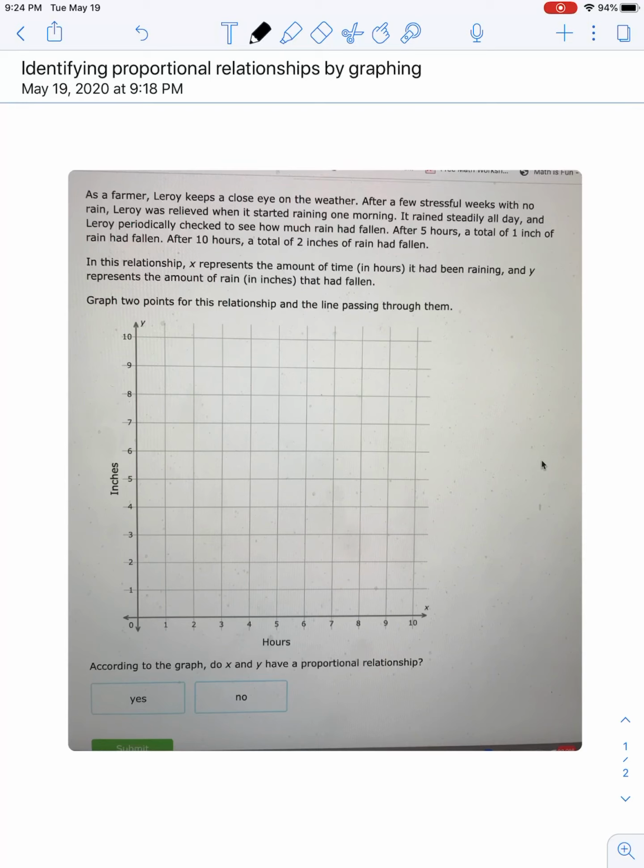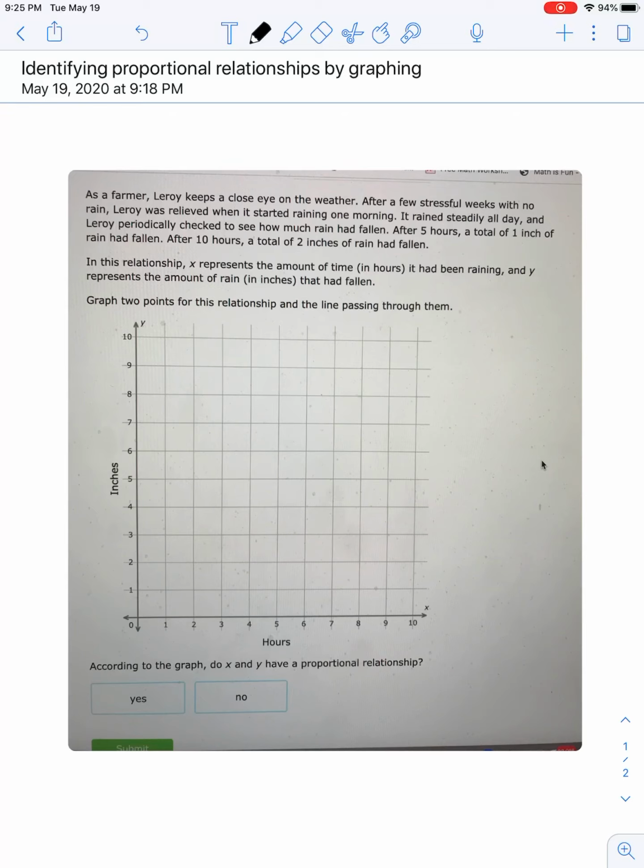Today we're going to identify proportional relationships by graphing a couple of points. So we're going to start off with a word problem. And in order to do one of these, we need to know two things. We need to know how to plot points, and then we need to be able to test points on a graph to see if they form a proportion.